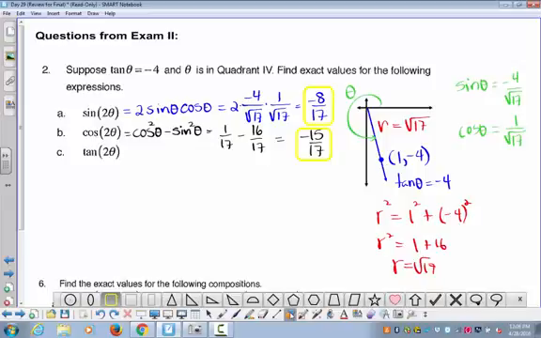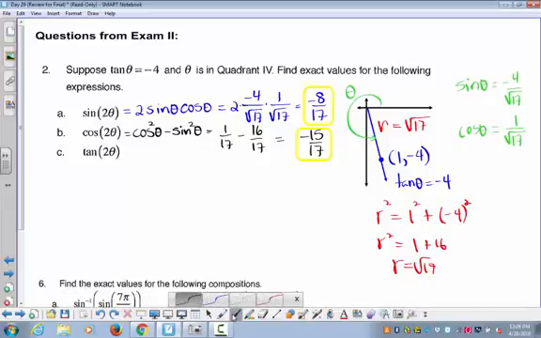And then tangent is found by using those two. Don't need to have a formula for tangent. For tangent, we're just going to go with the flow. We know that tangent of 2 theta is sine 2 theta over cosine 2 theta. So we'll go with the flow. We've got minus 8/17 for sine of 2 theta.